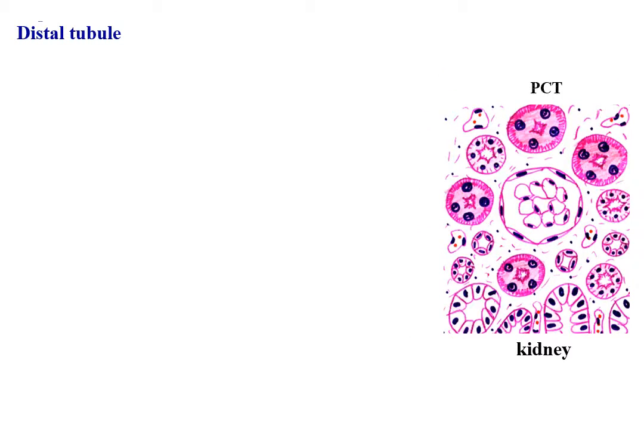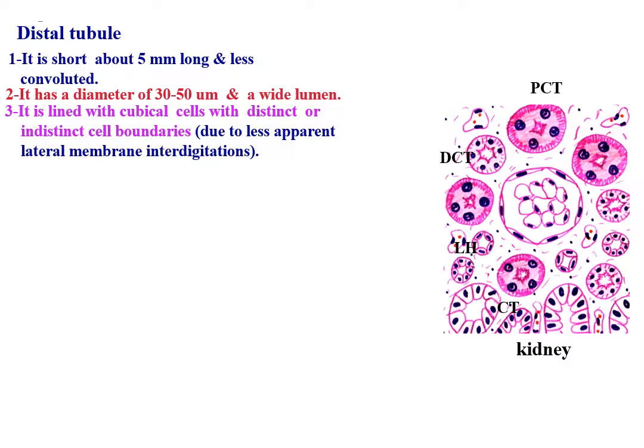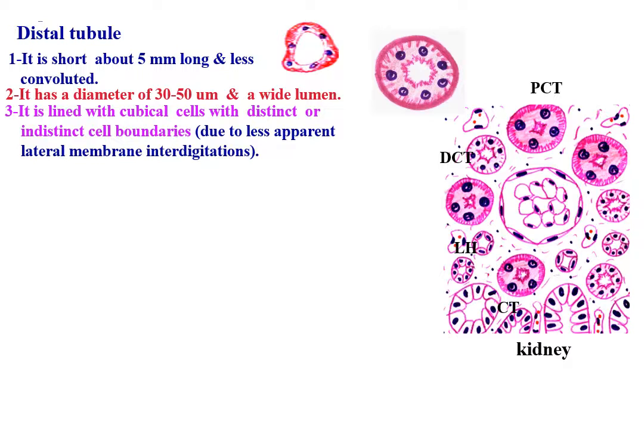The distal tubule is short, about 5 mm long, and less convoluted. It has a diameter of about 30 to 50 microns and a wide lumen. It is lined with cubical cells with distinct or indistinct cell boundaries due to less apparent lateral membrane interdigitations. The number of cells in transverse section is more than in the proximal tubule, about 4 to 8 cells.